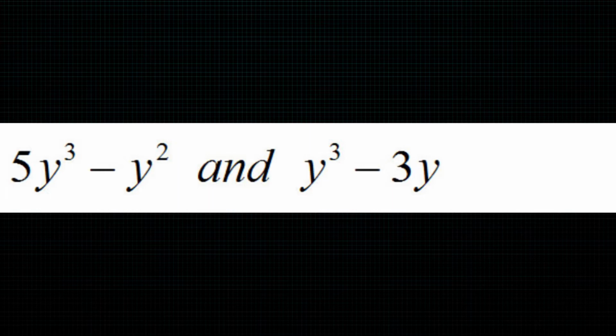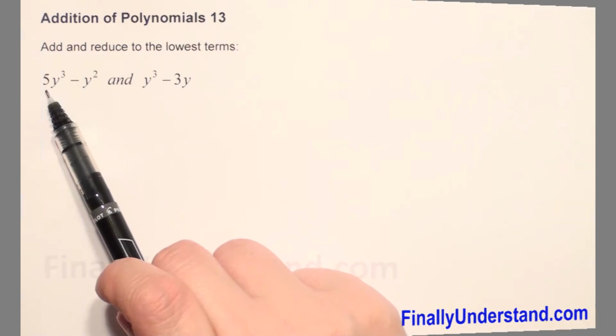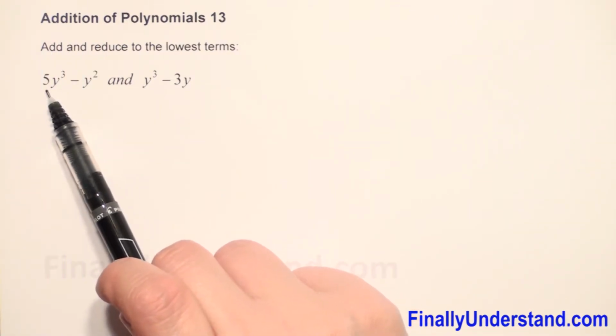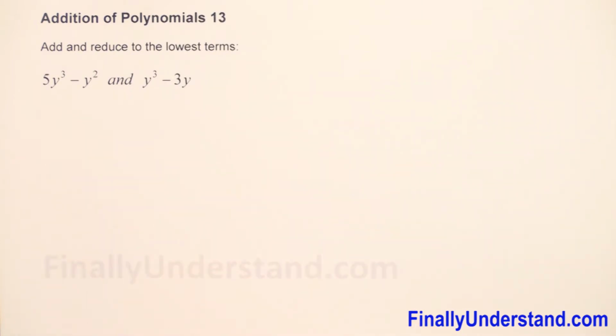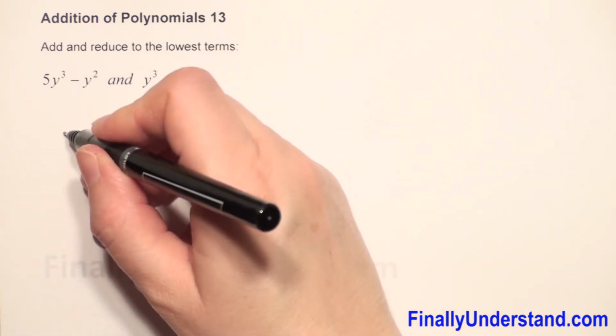We have addition of polynomials. In this example, we have binomials because the first polynomial has two terms and the second has two terms. So we have to add two binomials. Let me copy our example.